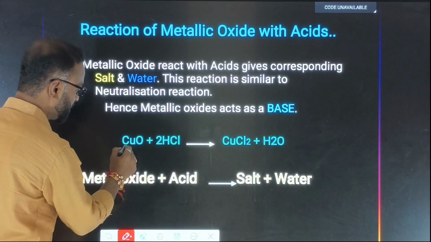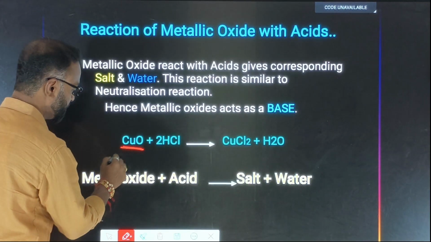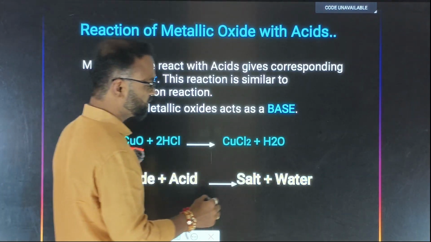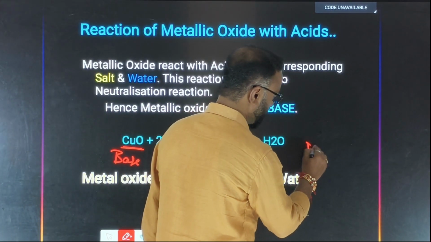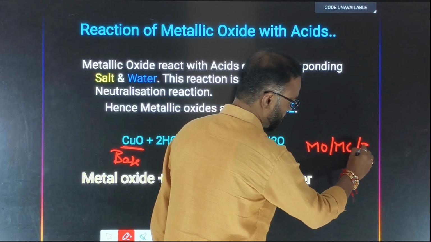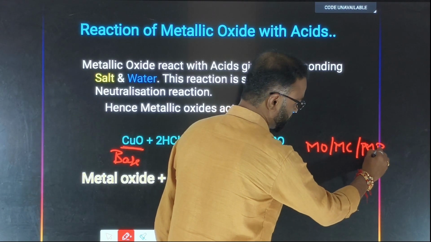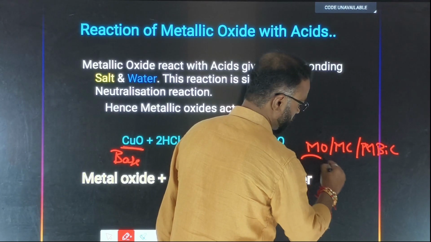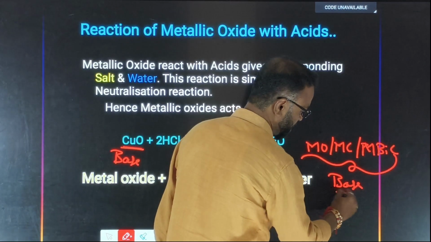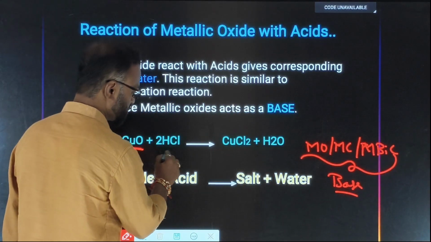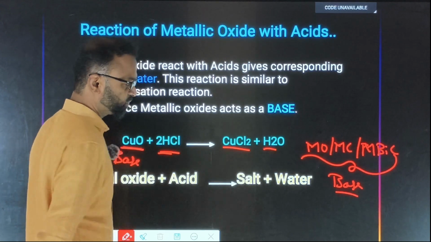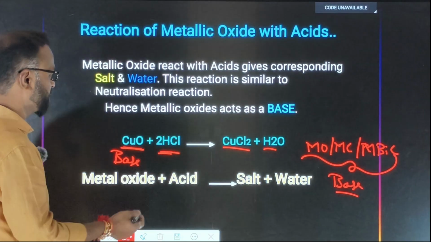Because all the metallic oxides behave as a base. As I mentioned earlier, all the metal oxides, metal carbonates, metal bicarbonates, all these things behave as a base, and they will react with any sort of acid and form the respective salt and water. Any other example we can take already.